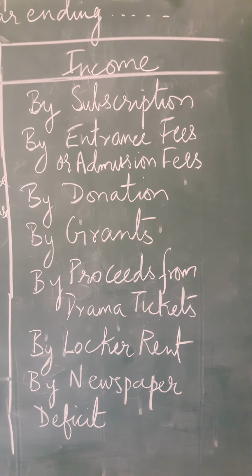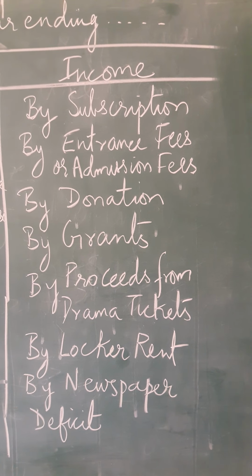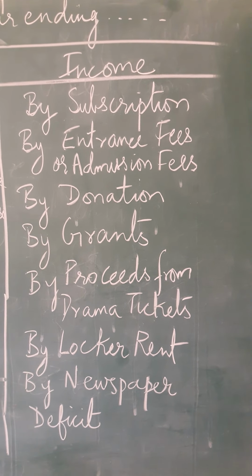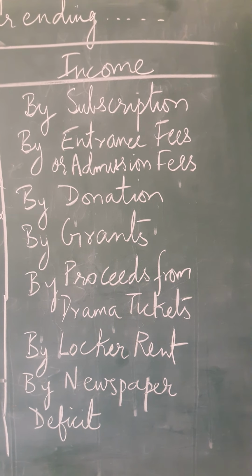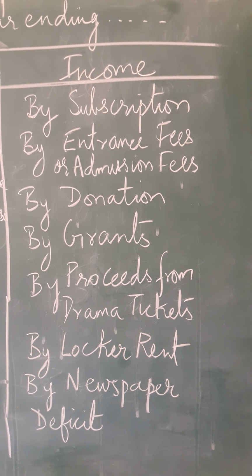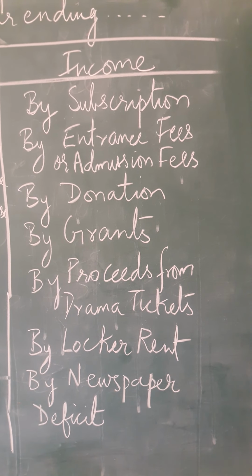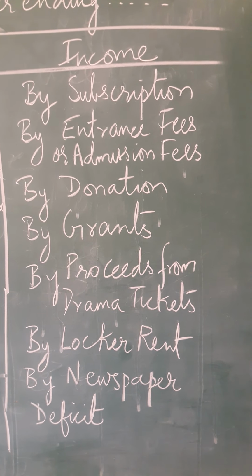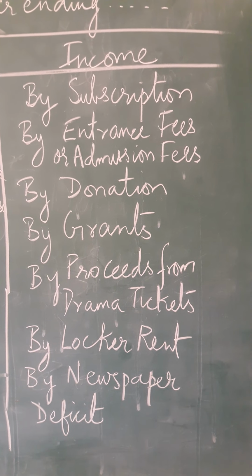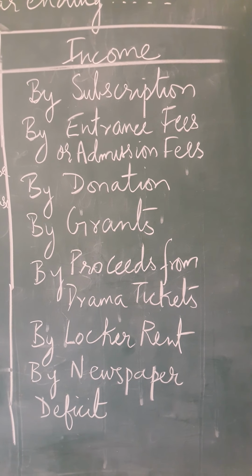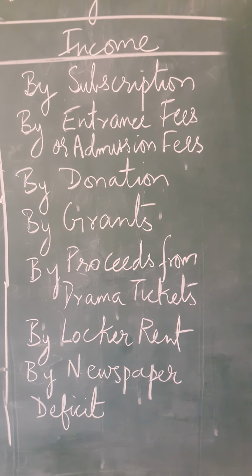The first source of income for not-for-profit organization is called subscription. Biggest source of income. Subscription is an amount that the members pay annually to not-for-profit organization. Then comes the next one, entrance fees, which may also be called as admission fees. This is also an income for the organization. Donation. The next one, grants. Grants is also similar to donation, but grants are generally given by government, state government, municipal, etc.